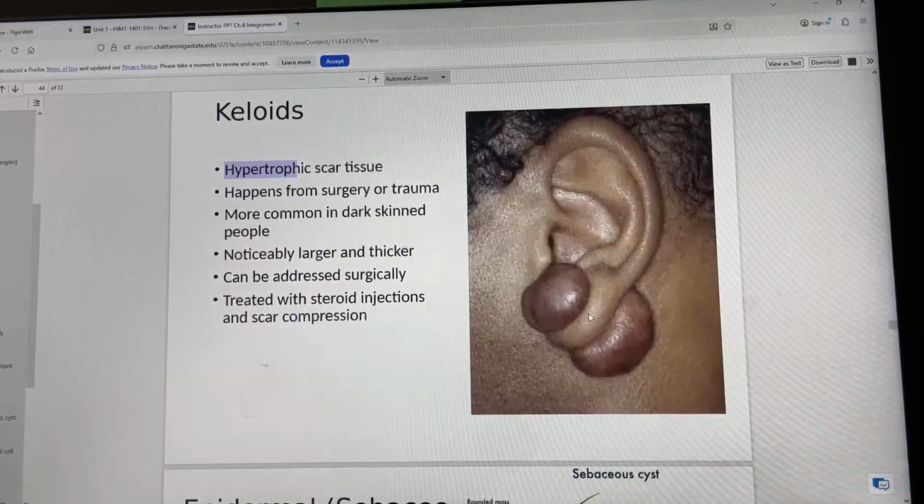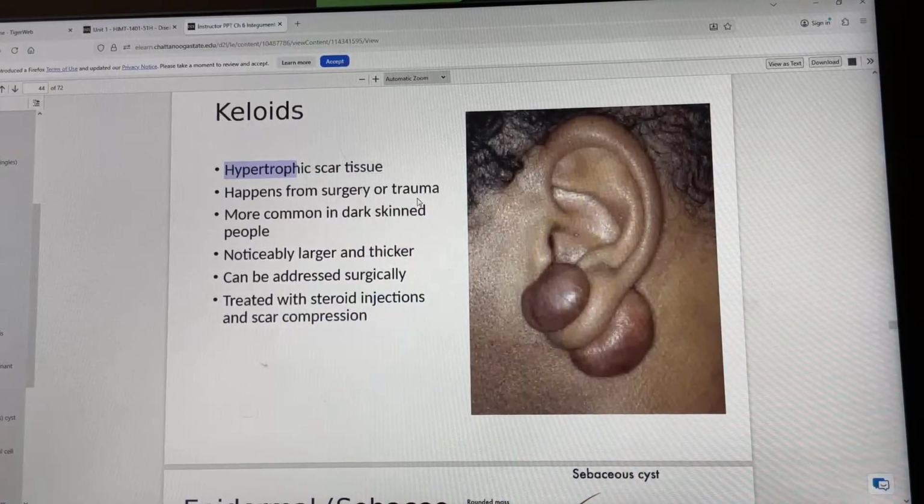So this is probably from when they got their ears pierced, right? You got your ears pierced and then it's trying to heal itself and it's creating all this excessive scar tissue that's not necessary. Okay, so it can happen from surgery or trauma, like any type of cut in the skin when you have to get a scar. It can produce more scar than is necessary. Obviously, it's noticeably larger and thicker than the surrounding skin.